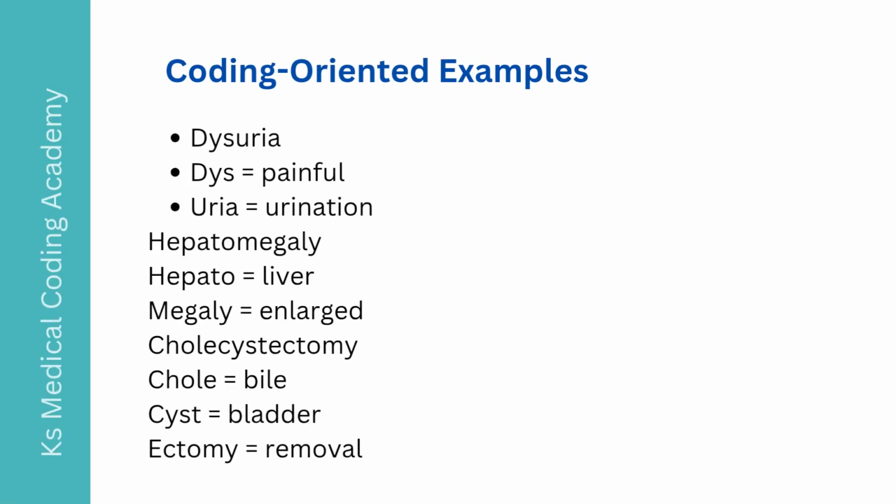Coding-oriented examples. Here are some terminology terms you will use directly in coding. Dysuria, painful urination. Hepatomegaly, enlarged liver. Cholecystectomy, removal of gallbladder. These appear frequently in ICD-10 and CPT documentation.